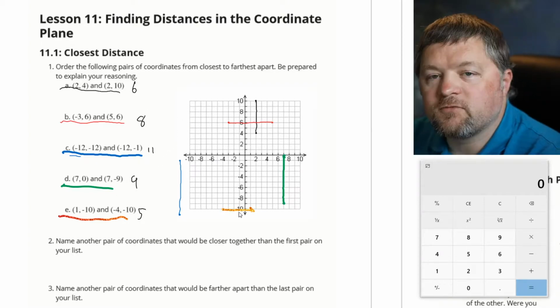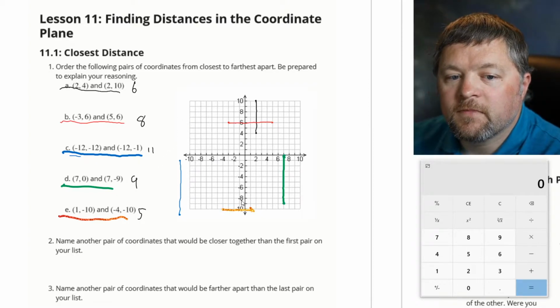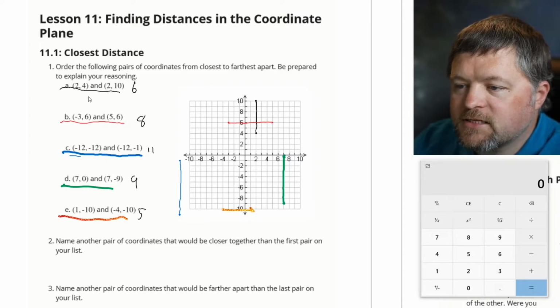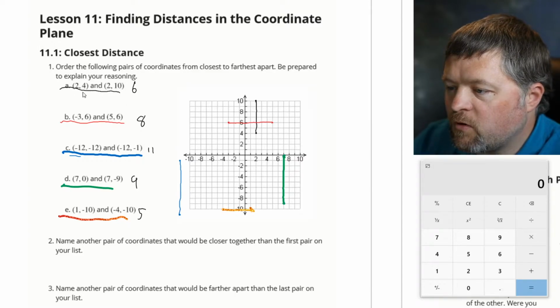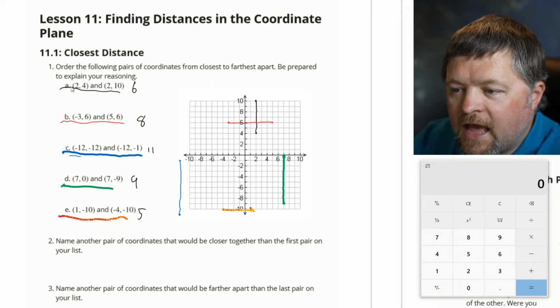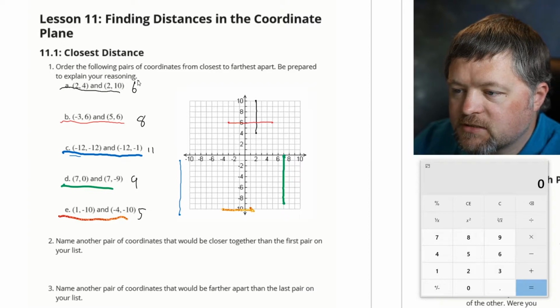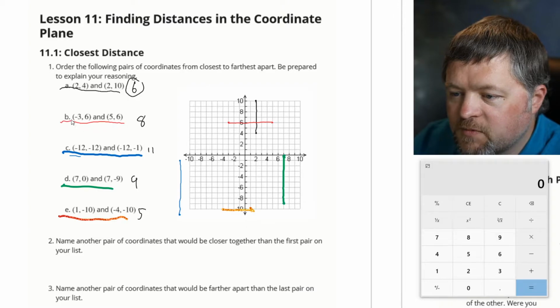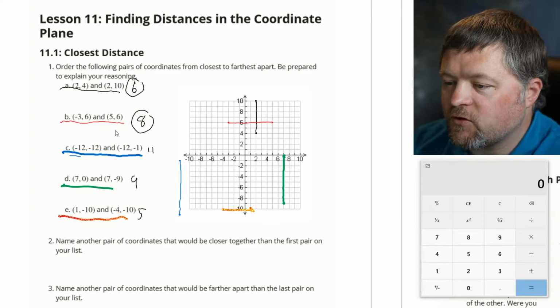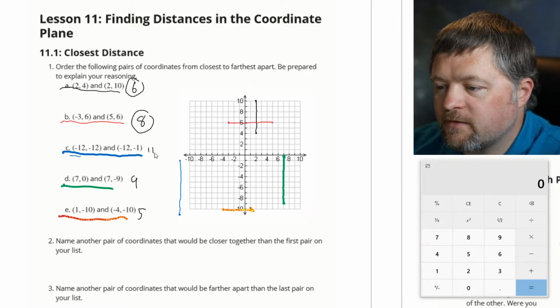So I counted squares. We can also work with these by looking at these points, because these 2 points, the x value doesn't change, but the y value changed 6 points. So 6. On these, the y value didn't change, but the x value changed by 8. So you can look at the graph, you can look at the actual value of the coordinate.